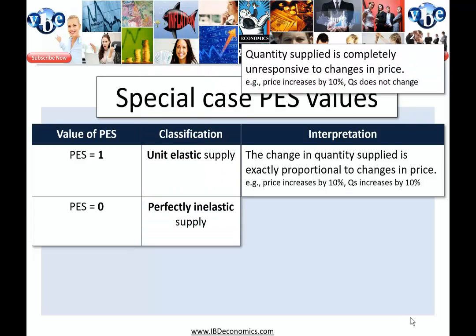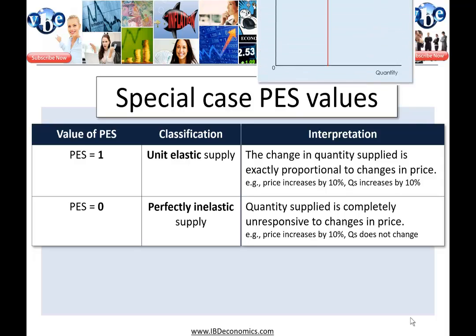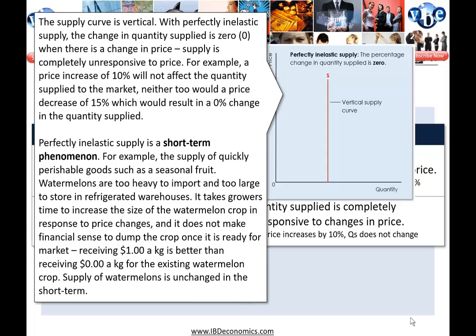PES equals 0, perfectly inelastic supply. Quantity supplied will not change in response to changes in price. So, for example, if the price increases by 10%, the firm does not have the capacity, the ability to change its quantity supplied. We're looking at a vertical supply curve, and the percentage change in quantity supplied is always 0. Supply is completely unresponsive to price, and for example here, a price increase of 10% won't affect the quantity supplied to the market, neither too would a price decrease.